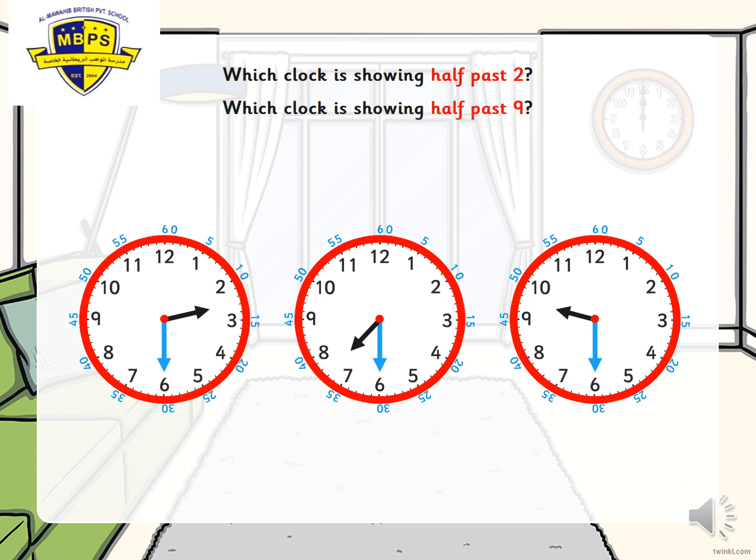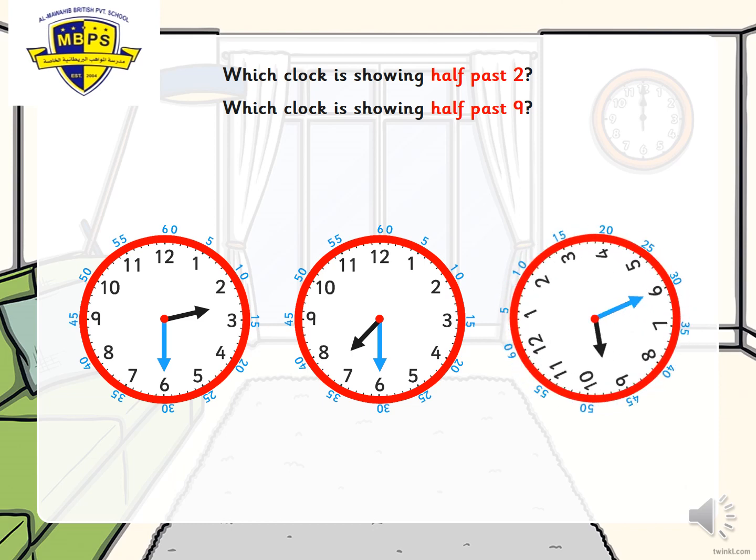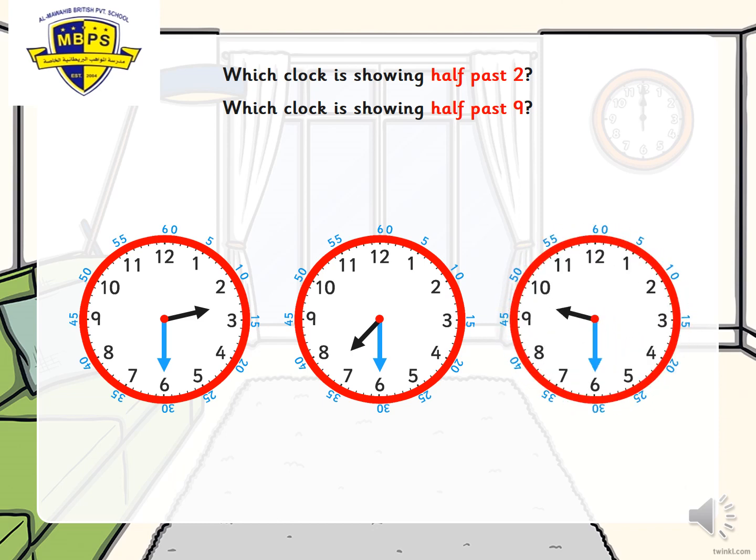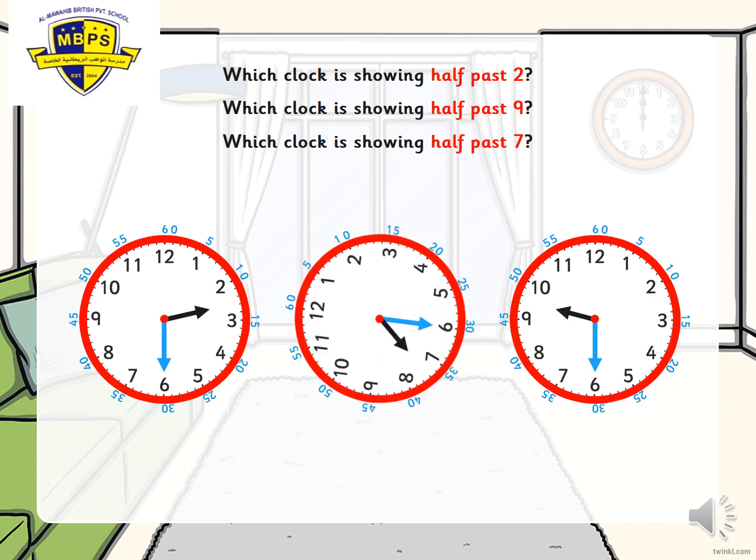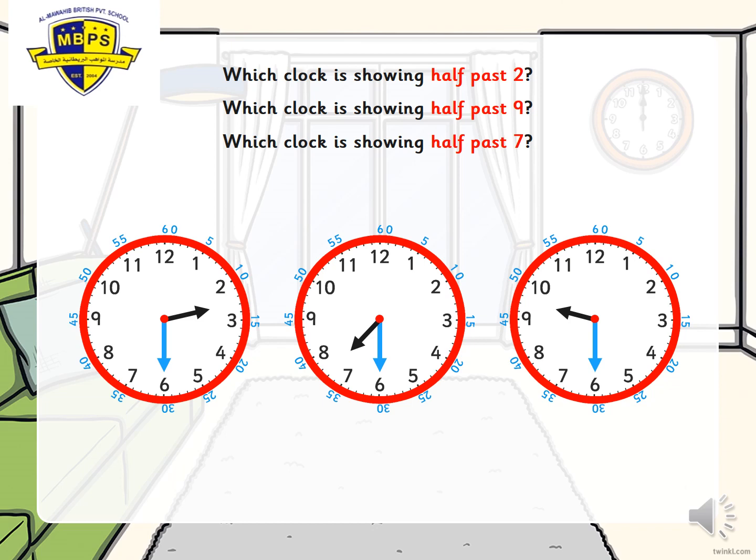Now, which clock is showing 9:30? Which one? Go and check. Which one is showing 9:30? Very good. The third one is showing 9:30. And which clock is showing 7:30? Very good. The second one is showing 7:30 because here the short hand is between 7 and 8. So it's 7:30. Well done.